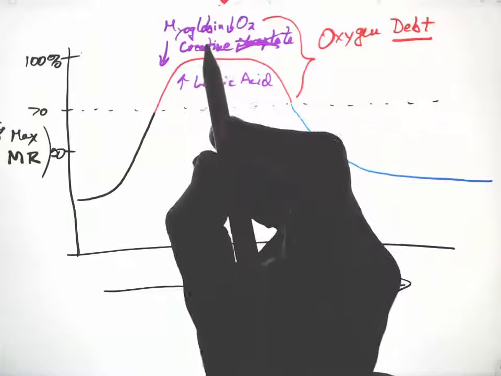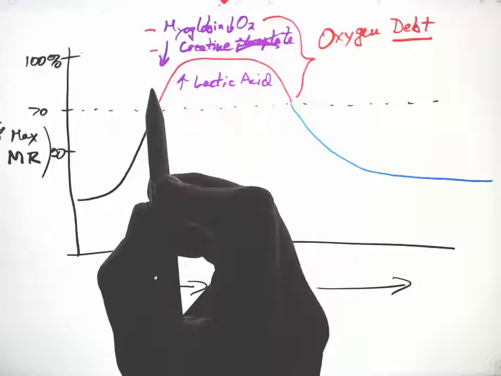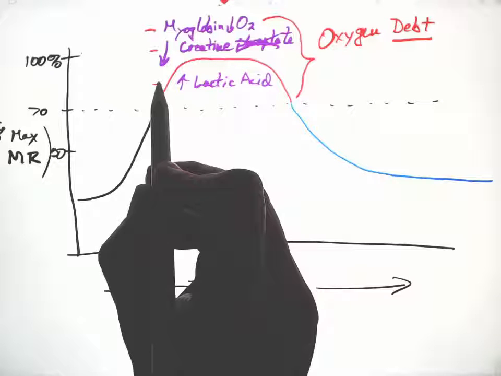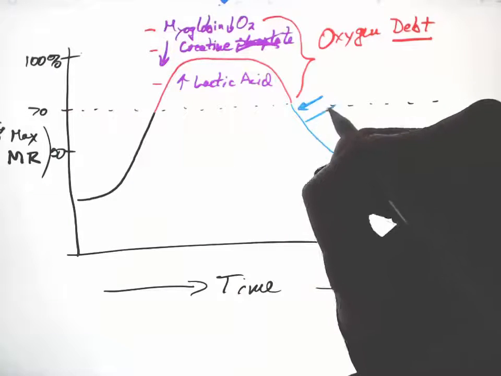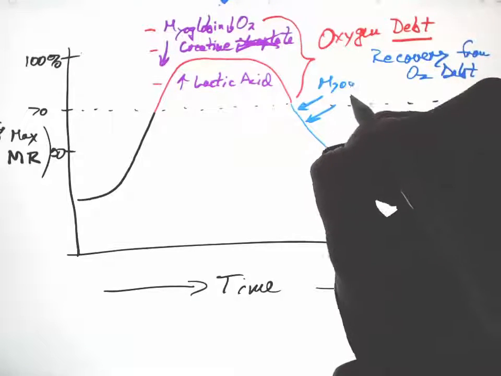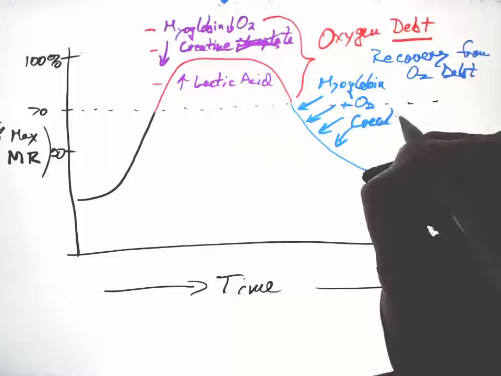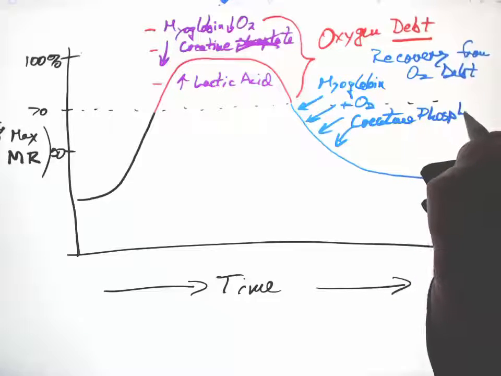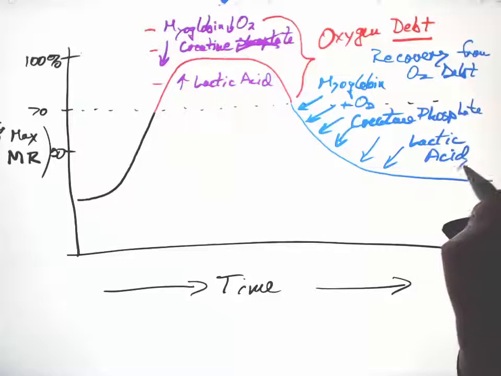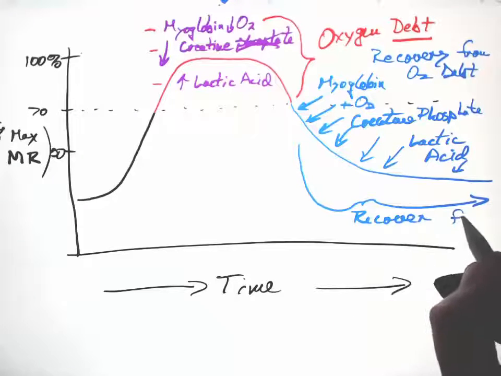It will take time to get the oxygen to regenerate myoglobin, put phosphates back on creatine, and metabolize that lactic acid, converting it back to pyruvate through the tricarboxylic acid cycle. In this first period of recovery, myoglobin picks up oxygen. And along this same time span, creatine phosphate is regenerated. It takes a much longer time to metabolize the lactic acid. So this long period here is the recovery from oxygen debt.